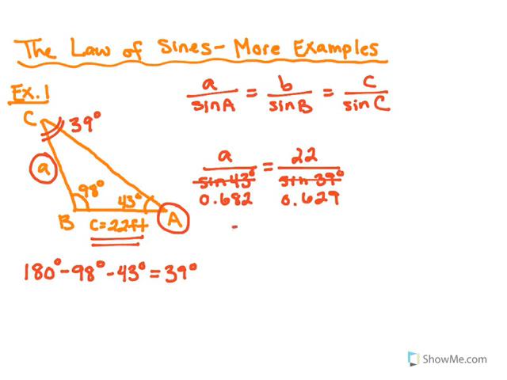So A times 0.629 is 0.629A. And the product of 22 and 0.682 is 15.004. And now we're going to divide both sides.